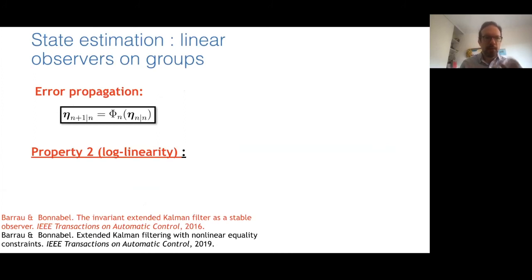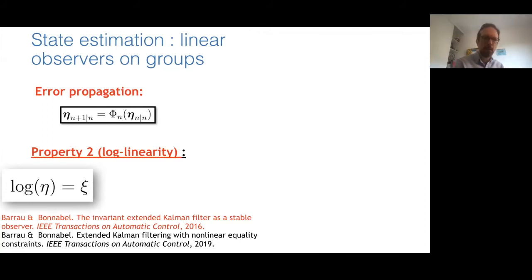So now there's one last property I'd like to mention of those systems. If we look at the error propagation here, it's very simple. Phi is a morphism, and owing to the fact that phi is a morphism, there's an intriguing property of this dynamical system that governs the error, which is as follows.